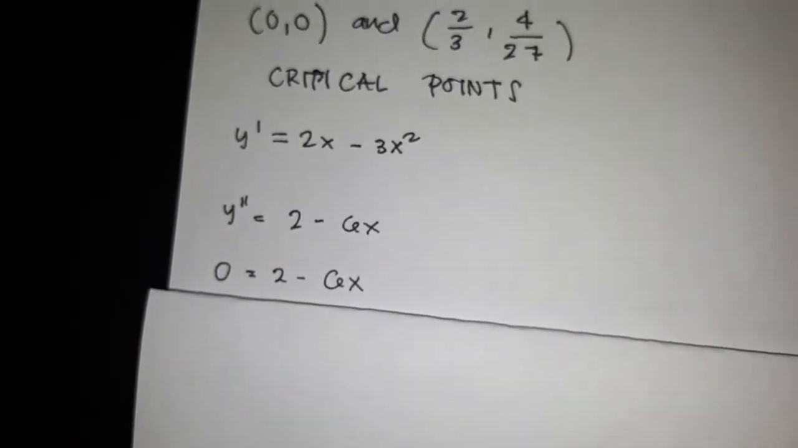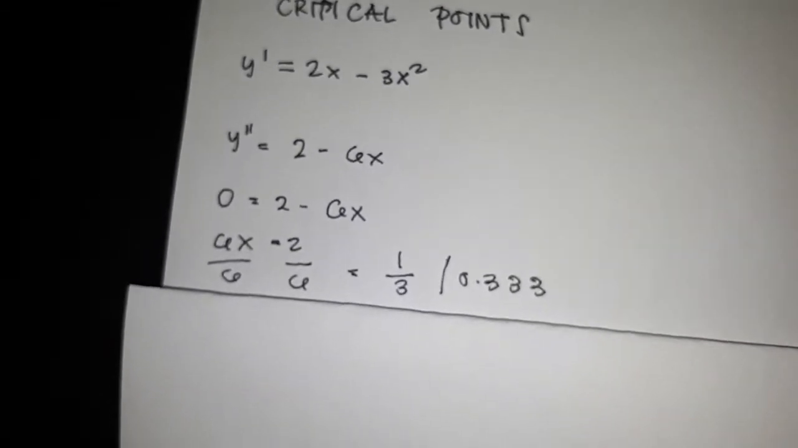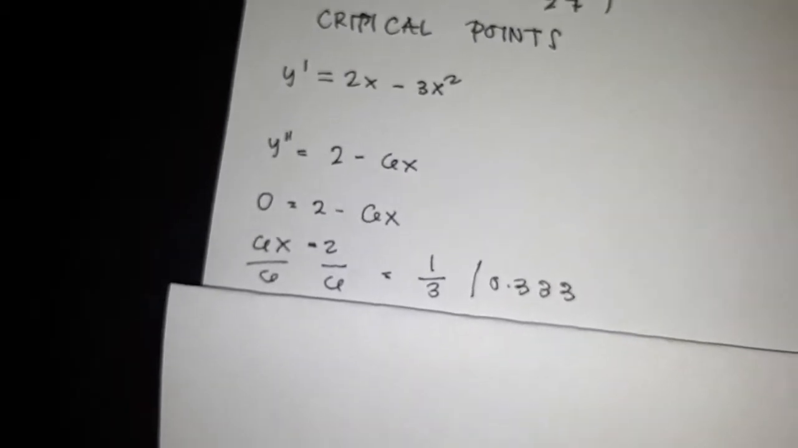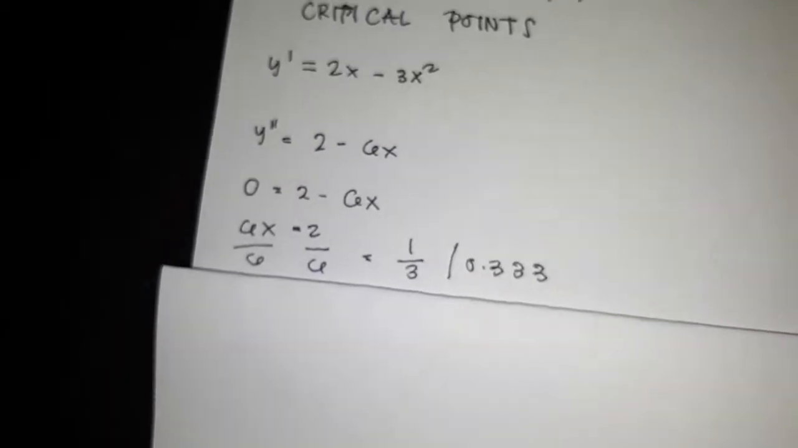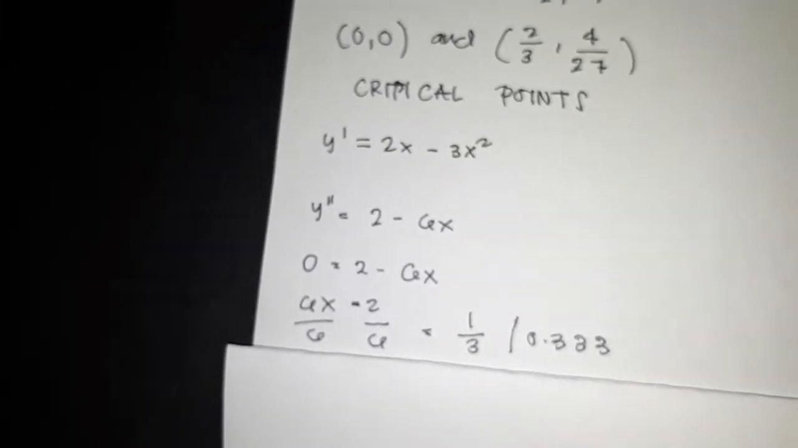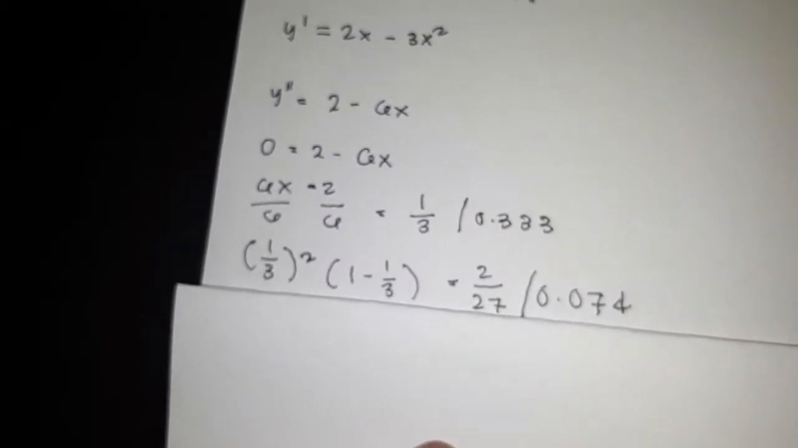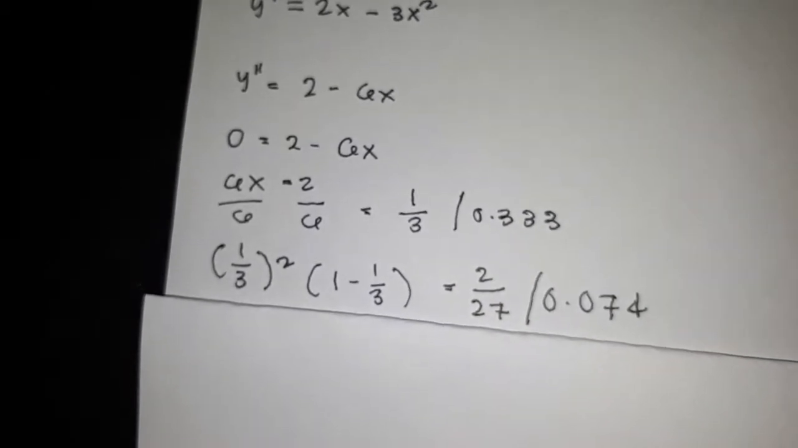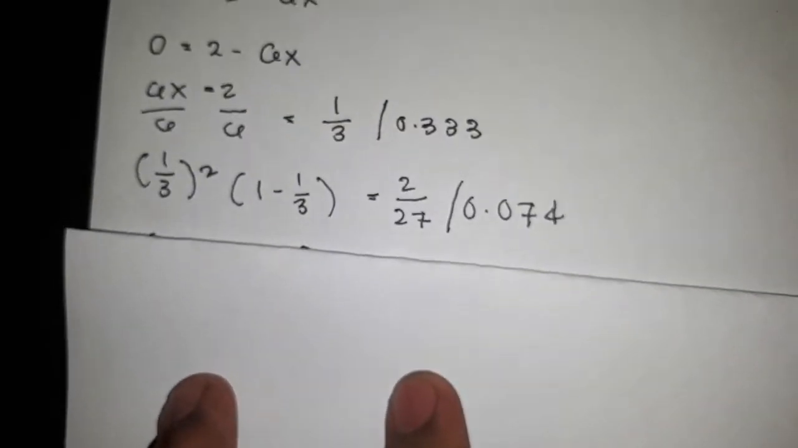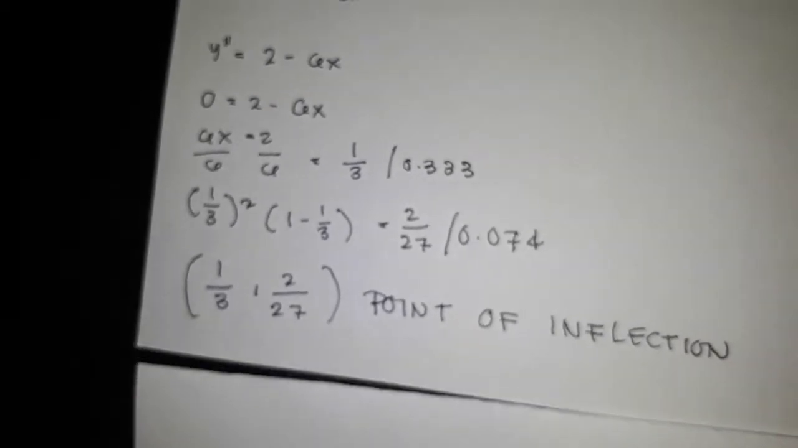After that, we will transpose negative 6x, which will give us 6x is equal to 2 over 6 or 1/3. So same with what we did earlier, we are going to substitute 1/3 to the original equation, which is 1/3 squared times 1 minus 1/3 is equal to 2 over 27 or 0.074. So 1/3 and 2 over 27 is our point of inflection.